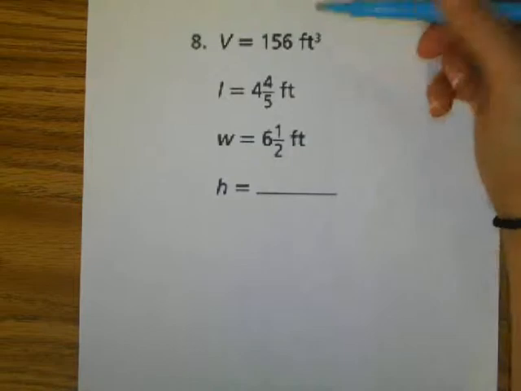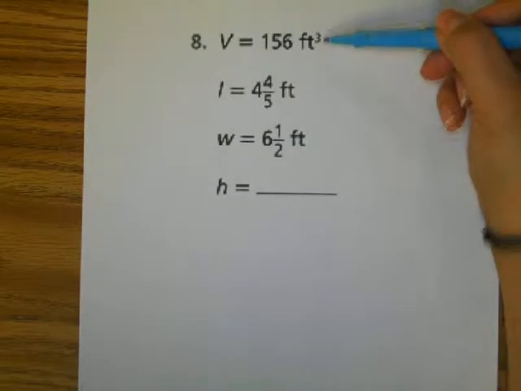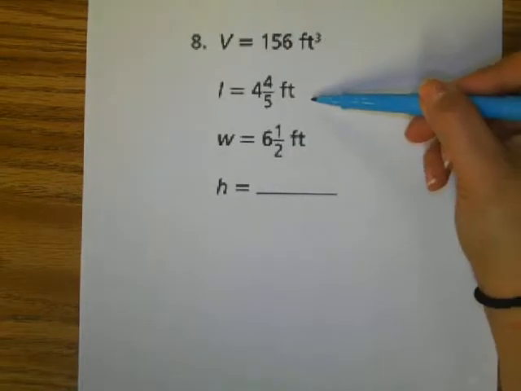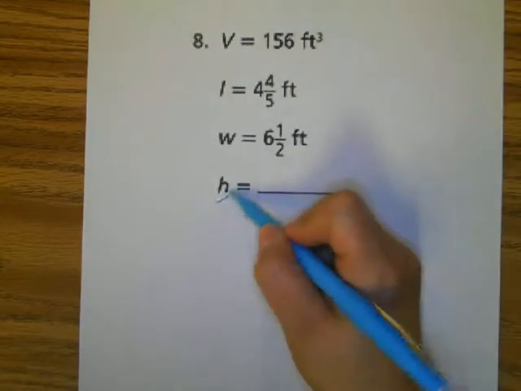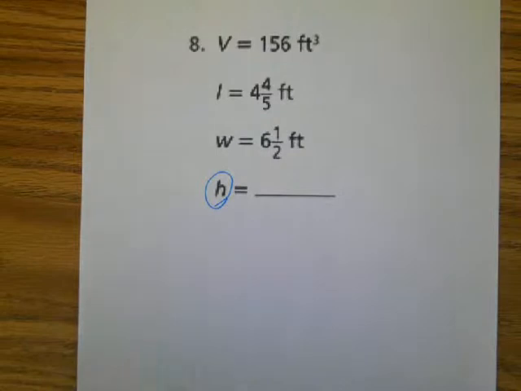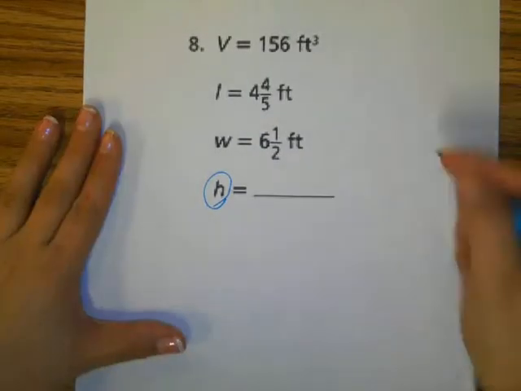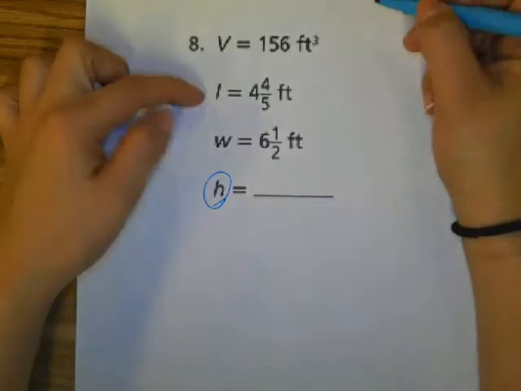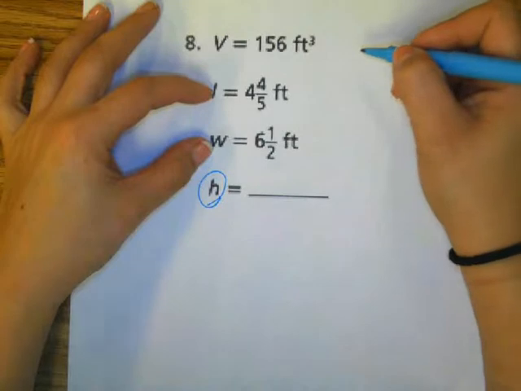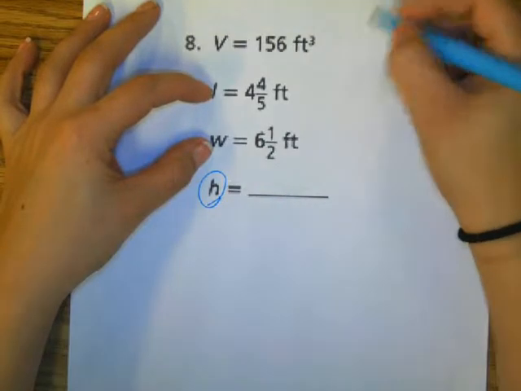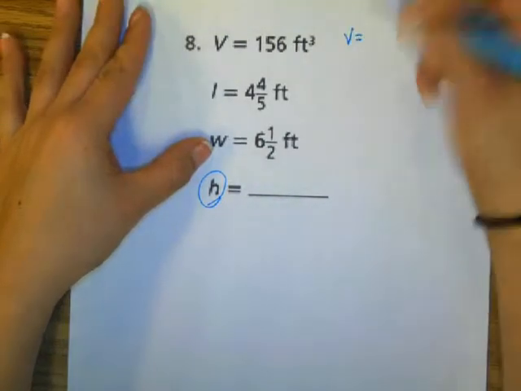Okay? So the way I'm going to do that is, since I know the length and the width, I know I could find the base. So I'm going to write the volume formula, which is base times height, right? And underneath it, I'm going to write base equals length times width. This problem has a couple steps.